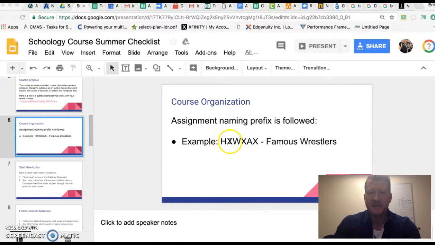So if you're doing, for example, Hexter 1, it'd be H1, the week number, so week 1, and then assignment number, assignment 1. Or if it was Hexter 2, week 3, assignment 4. And then the name of the assignment was Famous Wrestlers, something like that. So that's the setup of it.